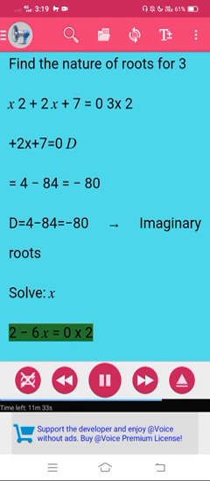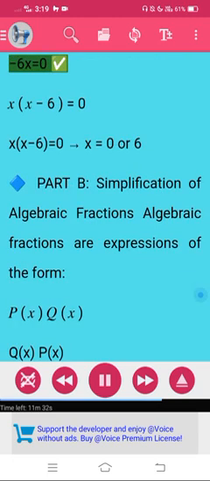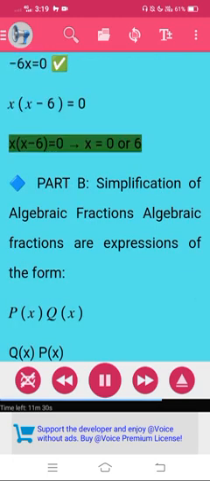Solve x² - 6x = 0. Factor: x(x - 6) = 0 ⇒ x = 0 or 6.